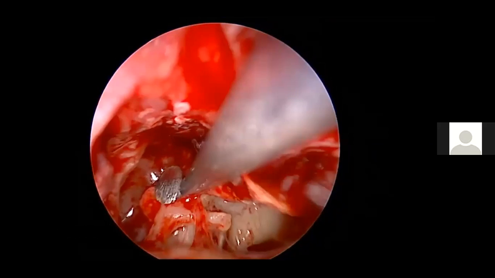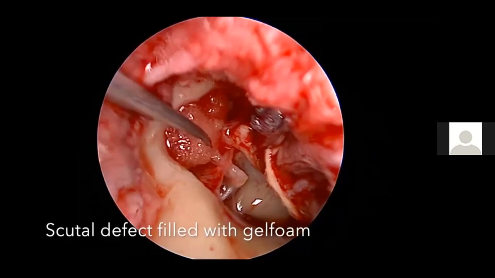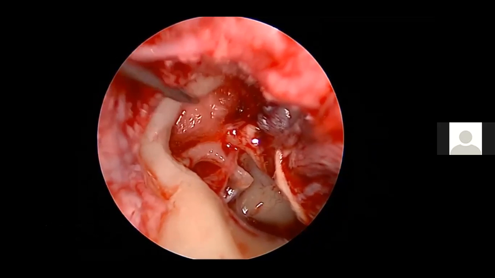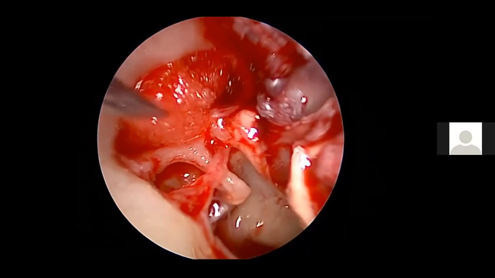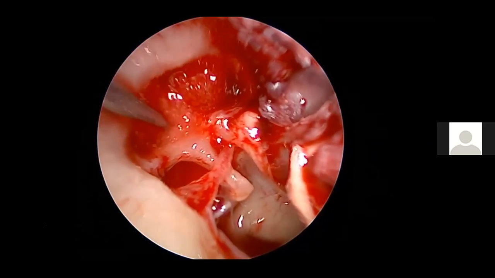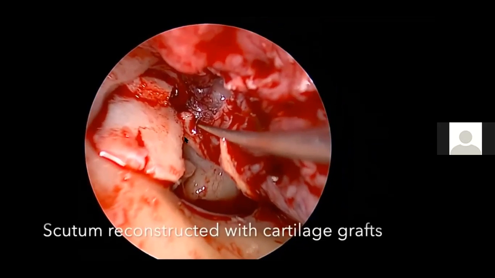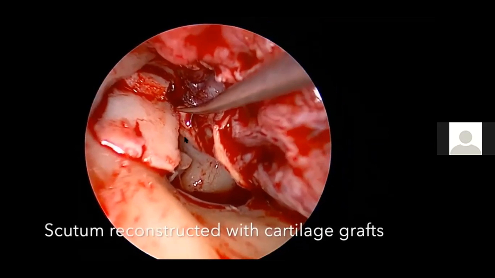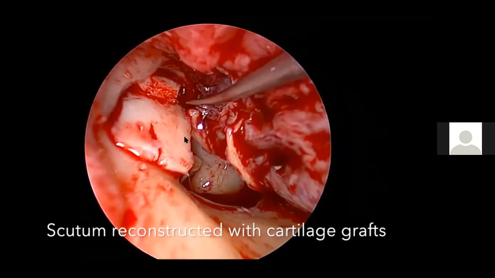So yeah, then they're just using their round knife to measure what the defect size is, and then packing with gel foam. What you can also do is you can put a piece of cartilage. Okay, there you go. You've got to put cartilage there to prevent further retraction.